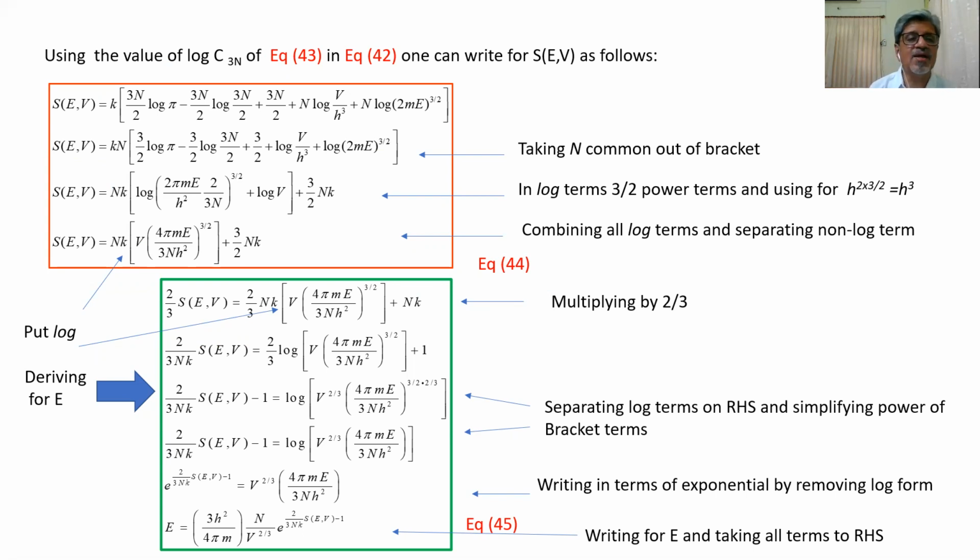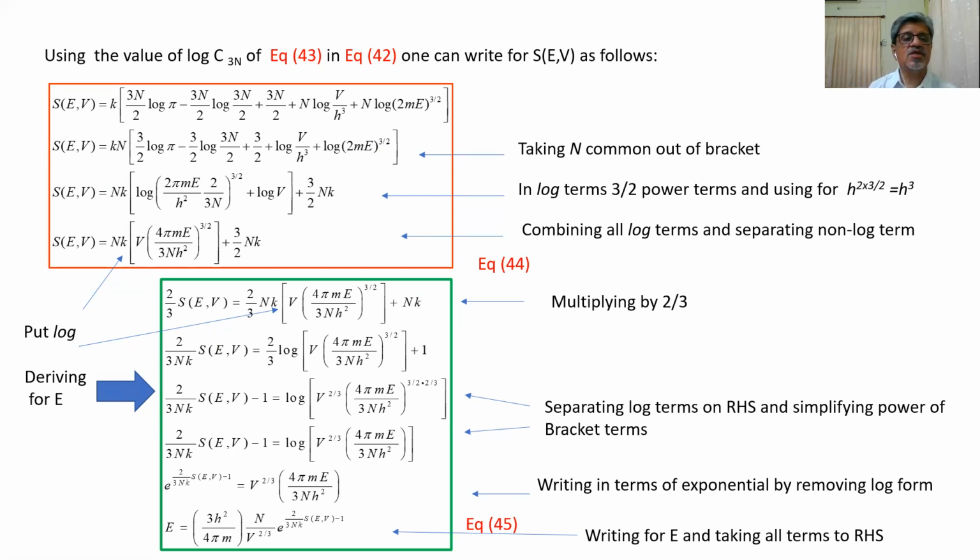So by simplifying we can come to h cubed like that, plus log V in bracket, plus 3 by 2 nk. Now combining the log term, there is a small typographical mistake, so represented as nk, we have to put log there in bracket V in bracket 4 pi me divided by 3n h square raised to 3 by 2, out of bracket 3 by 2 nk. Now, we are naming this as equation number 44.